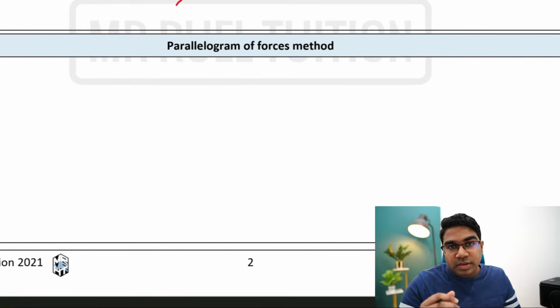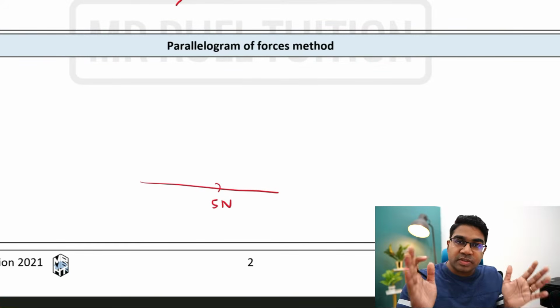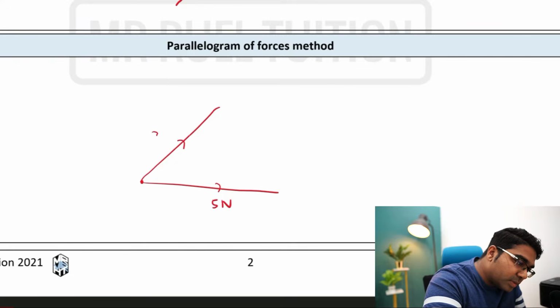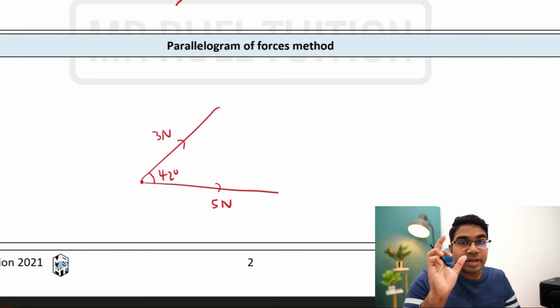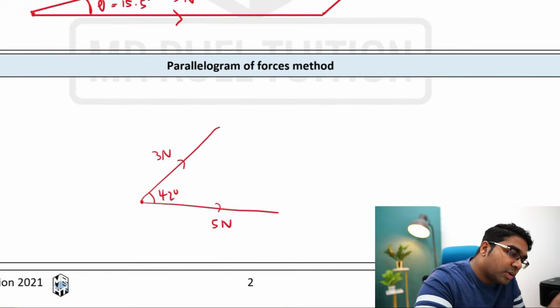In the parallelogram of forces method, we draw the first force, 5 newtons, according to scale. So you need to measure 5 centimeters and draw. Next, you draw the second force from the beginning instead of the end. So it will be something like this. Once again, you need to measure the angle accurately, 42 degrees. Measure the length accurately, 3 centimeters. Draw the line.